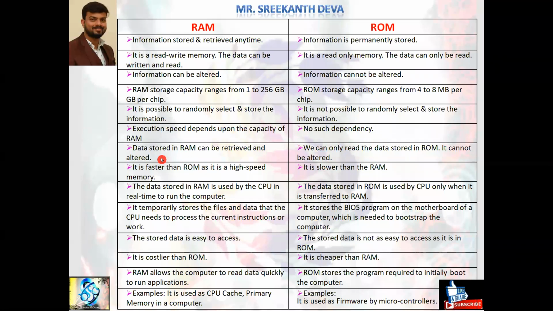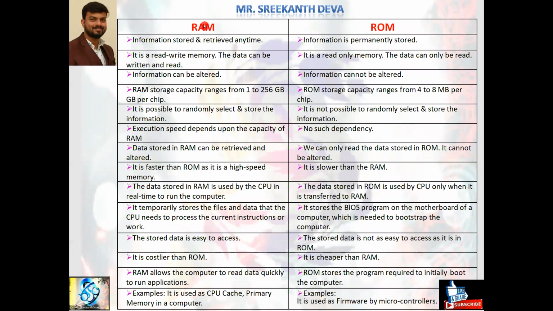In RAM, data stored can be retrieved and we can also alter it. Not only reading, not only writing, we can also do alteration. Retrieving means getting the data. Coming to ROM, we can only read the data stored in ROM. It cannot be altered. If you want to alter it, we discussed in the previous video session different types of ROMs like PROM, EPROM, EEPROM.